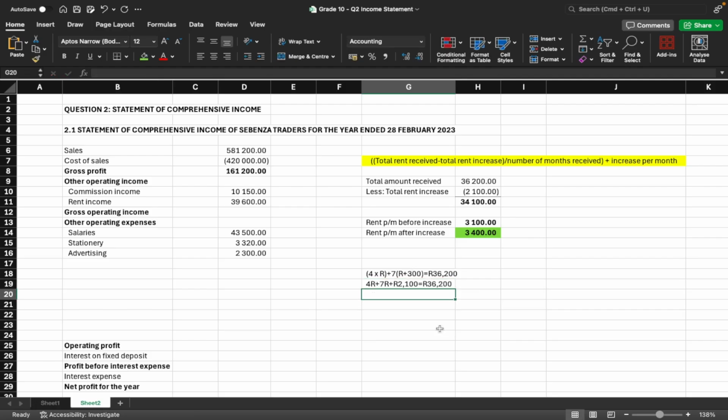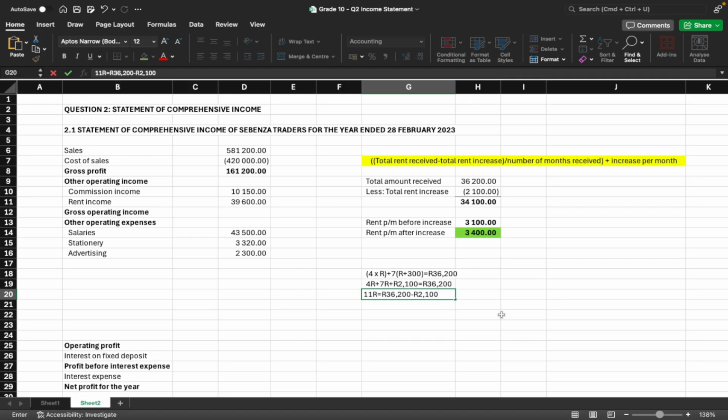Already I have 2 numbers with the r. 4r plus 7r will give me 11r. So I'm going to put 11r, and then we've got 2,100 rand here. Since it's not attached to the r, I can just move it to the other side and it becomes a negative. So 11r equals 36,200 rand minus the 2,100 rand. Remember mathematics, if I move it to the other side, it becomes a negative.